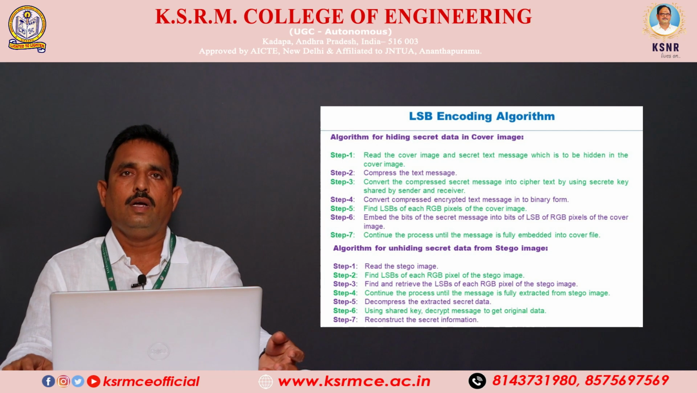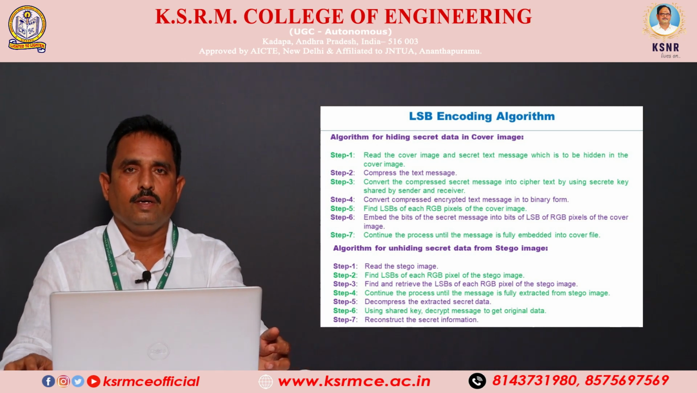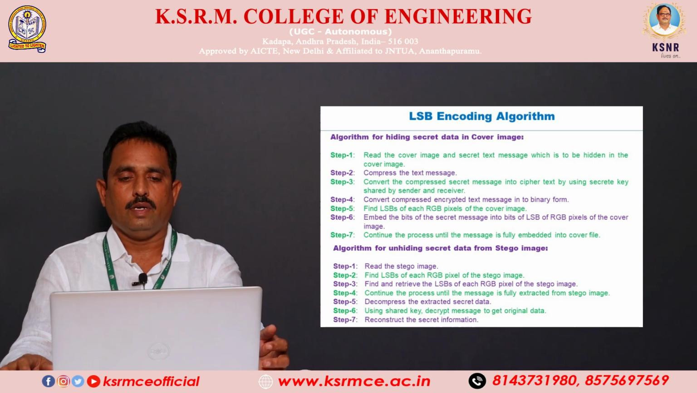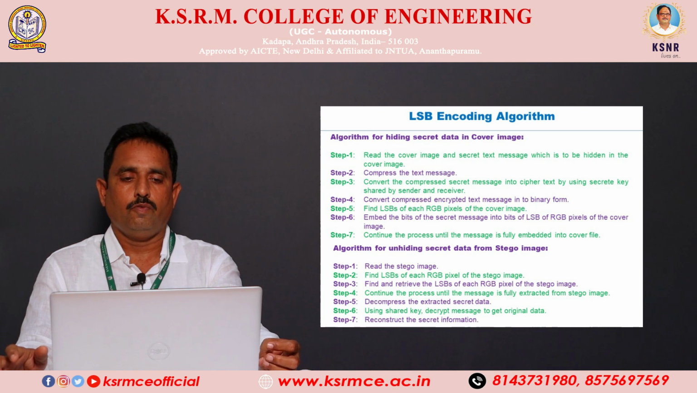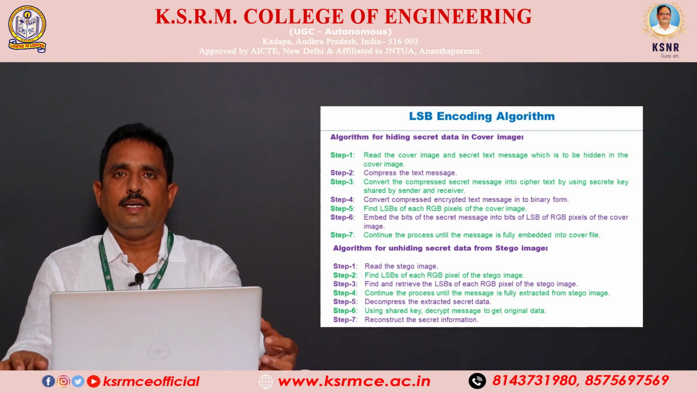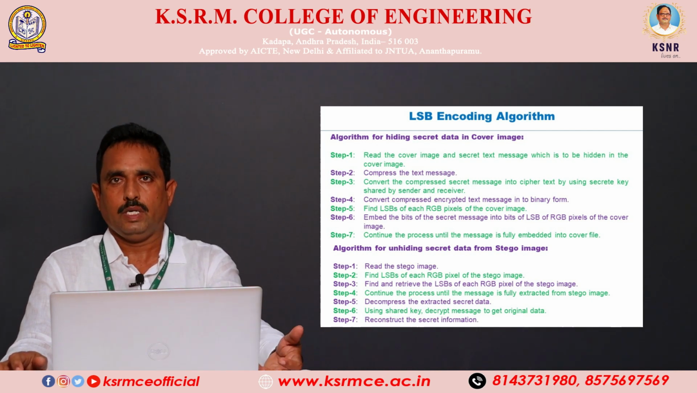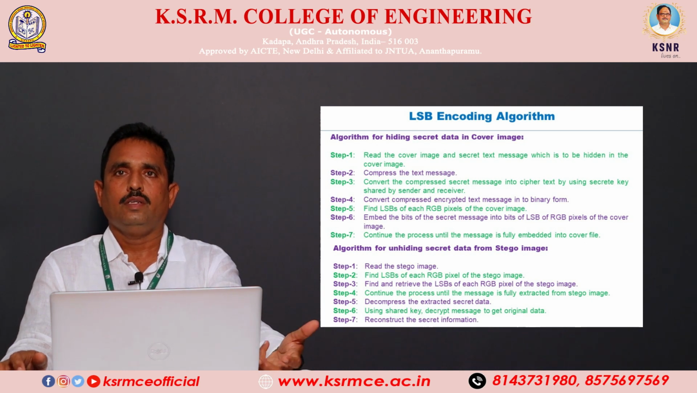We have to find out the least significant bits of the RGB pixels of the stego image. Why? Because the data is already embedded in the stego image. Next, find and retrieve the LSBs of each RGB pixel of the stego image. So, you have to find all the least significant bits of the RGB pixels of the stego image. Next, step 4 is to continue the process until the message is fully extracted from the stego image. So, finally, the entire least significant bits are extracted from the stego file.